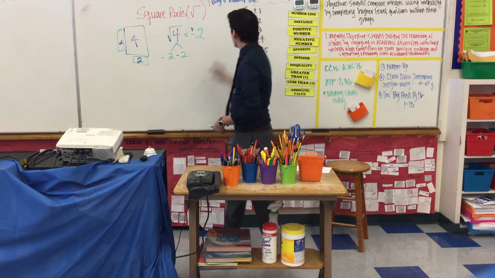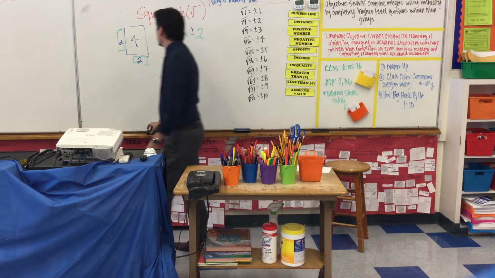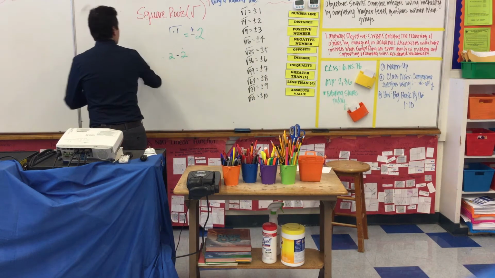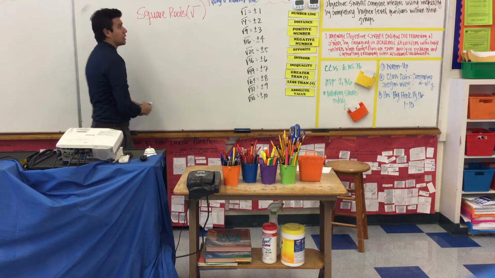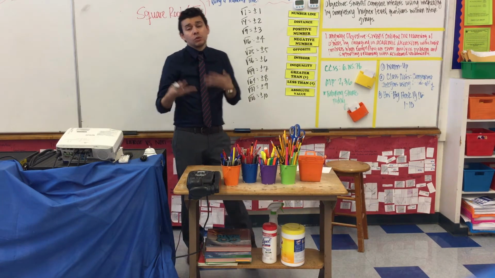Let's try a couple of them. Try not looking right here, because you'll find the answers right here. You just have to start memorizing, people. The way I remembered them, and I told you a trick, is I just went in order, like 1 times 1, square root of 1. 2 times 2, square root of 4.